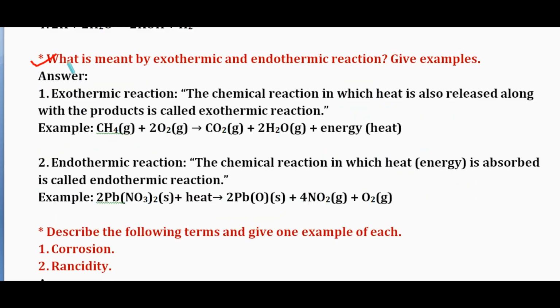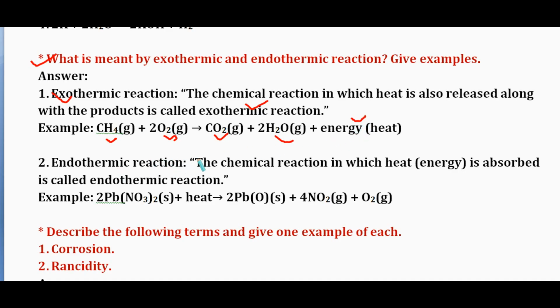Next question, what is meant by exothermic and endothermic reaction? Give examples. First of all, exothermic reaction. The chemical reaction in which heat is also released along with products is called exothermic reaction. Example, CH4, this is methane, reacts with oxygen, then forms carbon dioxide and water and heat. So it is an exothermic reaction.